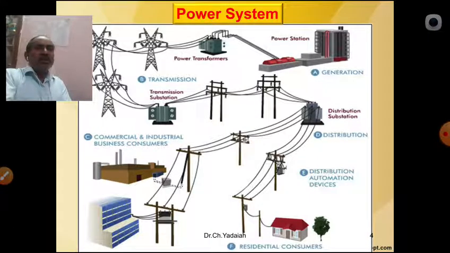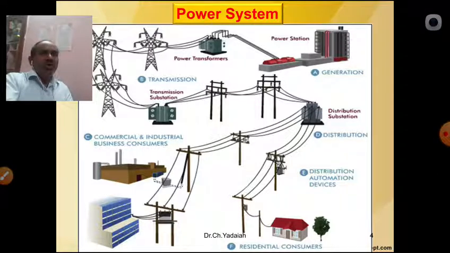From that 33 by 11 kV substation, a number of feeders go to different areas as 11 kV lines. Here the distribution starts, at the distribution substation. From there one area is covered for domestic use, and another area you can see is a small factory and industry.